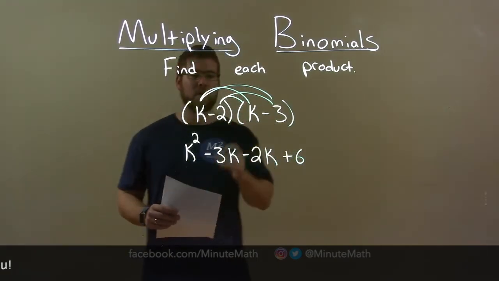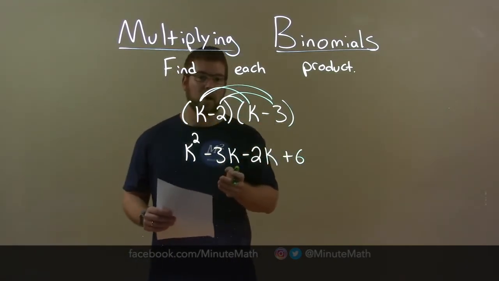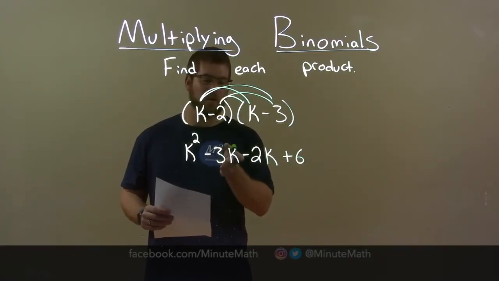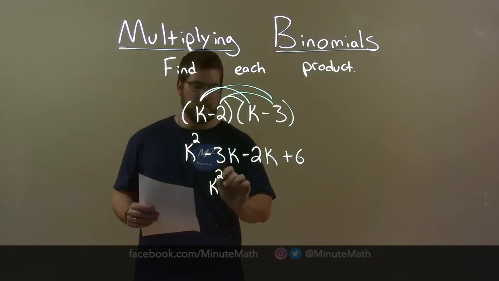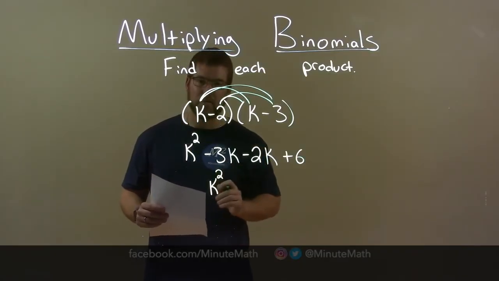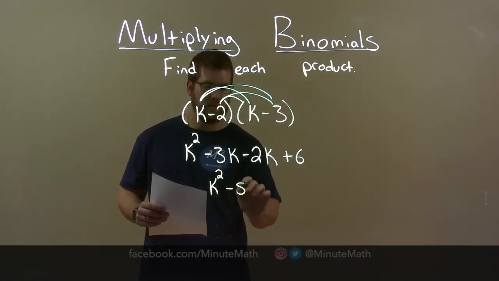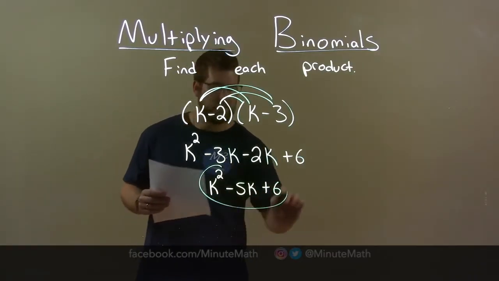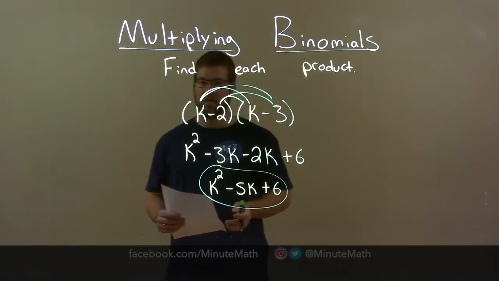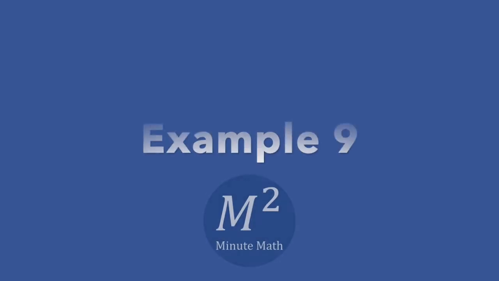We want to combine our like terms here, and the only variable that's the same is the k. The terms with k are the same. So we bring down the k squared, and a minus 3k minus 2k is a minus 5k. We bring down the plus 6, and our final answer is k squared minus 5k plus 6.